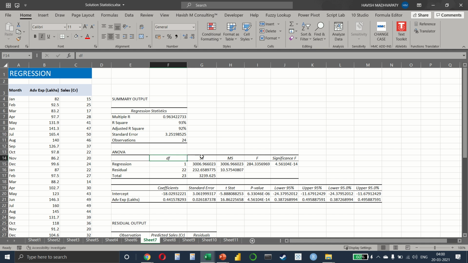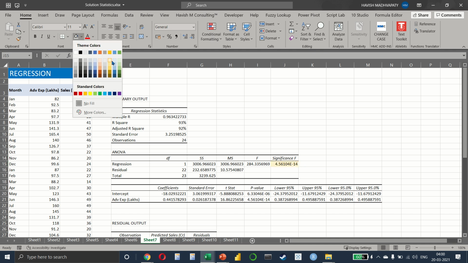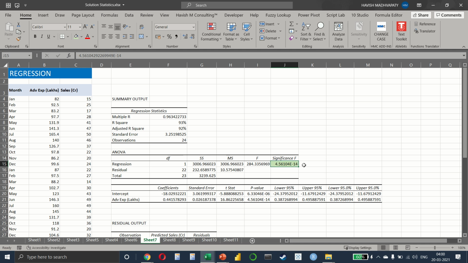Then we have the degrees of freedom. We have the sum of squares, the mean square, and the F value and the significance. You might want to look at the significance value here, since you want to make sure that this value is less than 0.05. And the sum of squares is just like we had done in the first example, the standard deviation. Mean square is sum of squares divided by degrees of freedom. So 3006 divided by 1, 232 divided by 22. And then we have F, which is nothing but 3006 divided by 10.